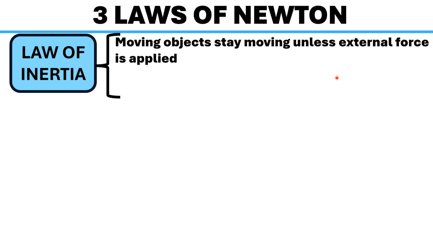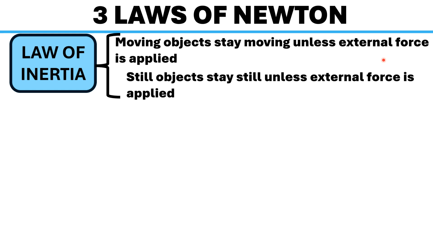So if you kick a ball, it's going to keep moving until it hits another object or until it starts bouncing against the ground, so until there's friction. Or, for example, another external force would be gravity. So if you kick a ball up in the air, it's going to keep moving until gravity pulls it back down. Okay?